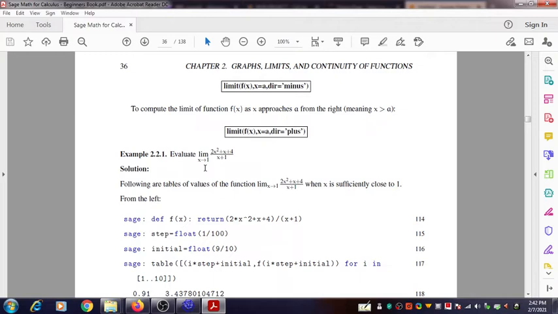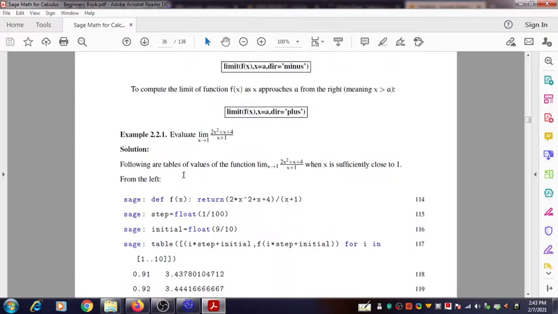After that, we evaluate the function value at those points, and then we can see the variations in the function values obtained at those points, to get a clear idea about the limit of the function. Okay, that's the way we are going to solve this problem.